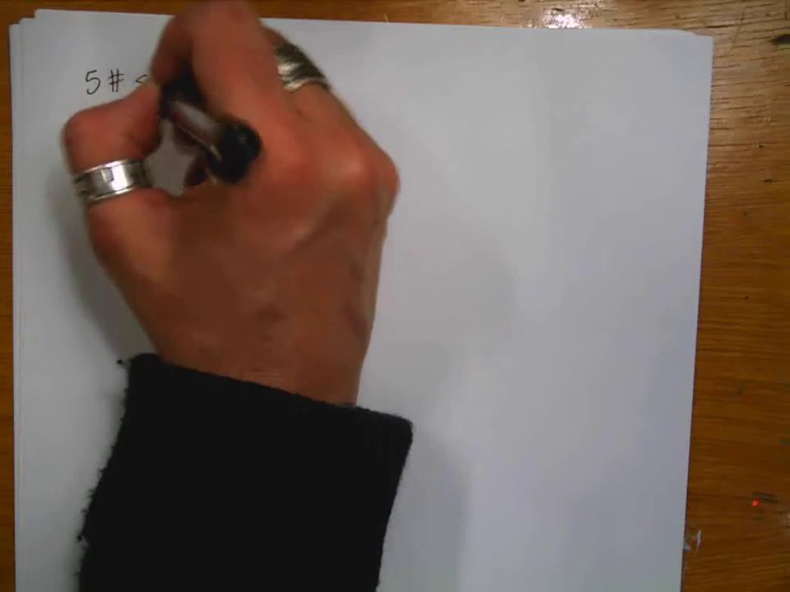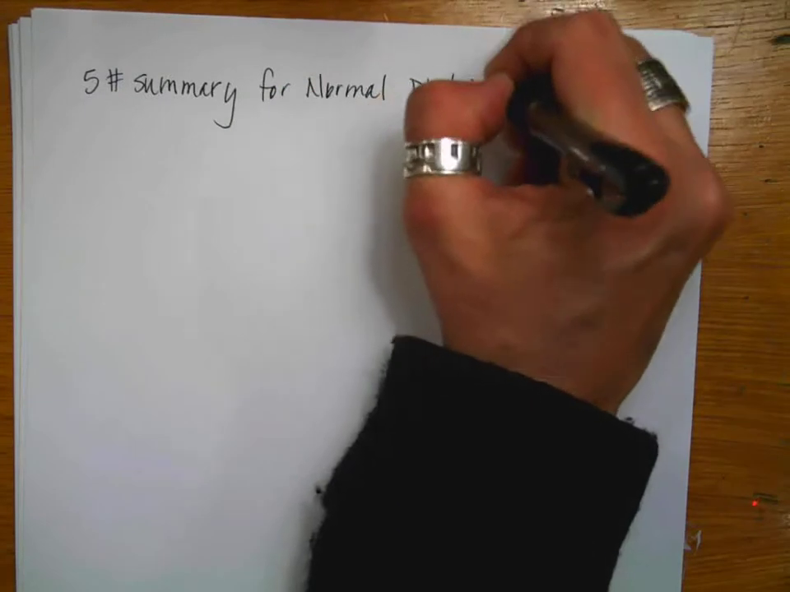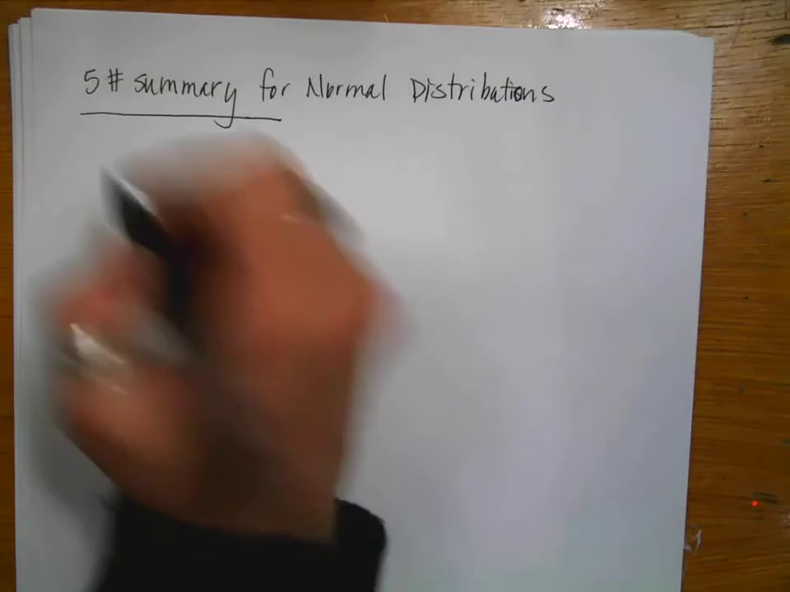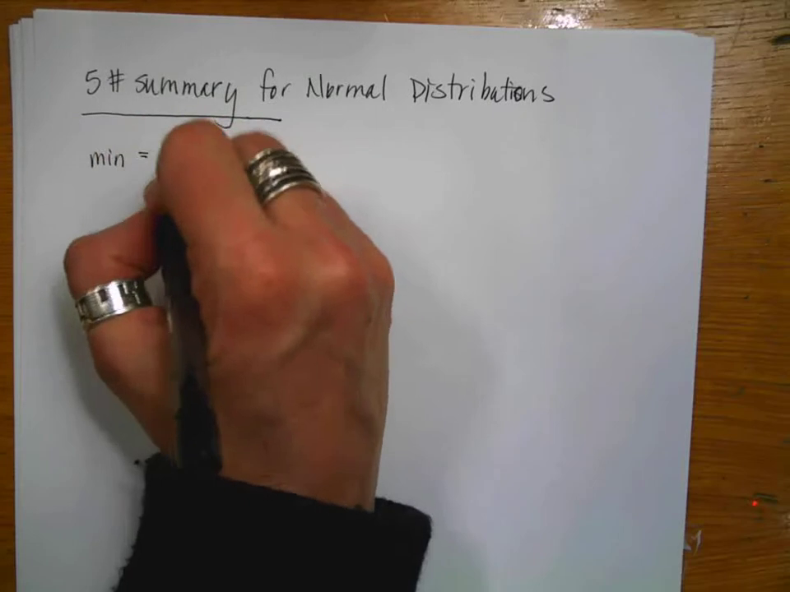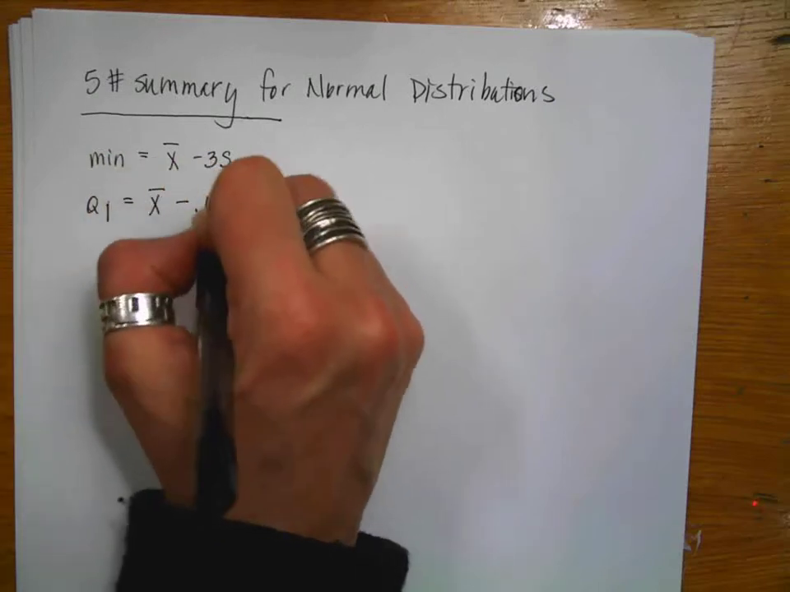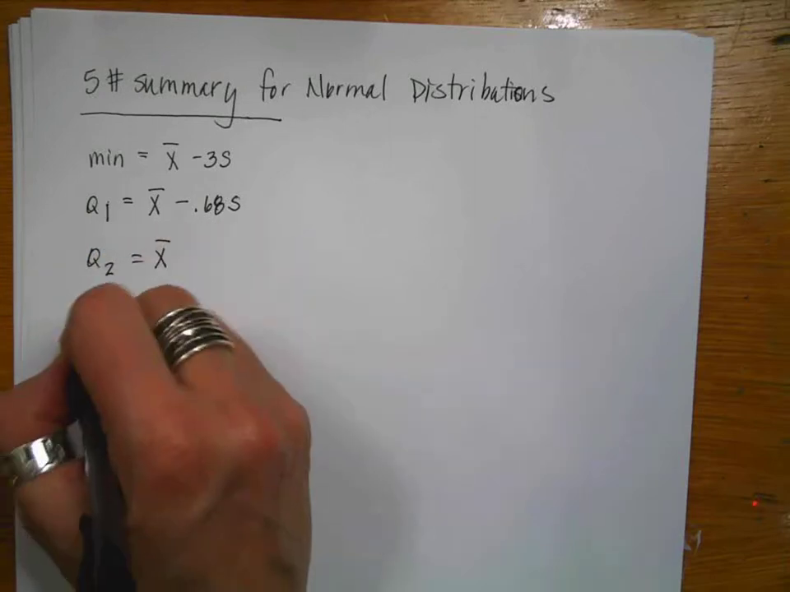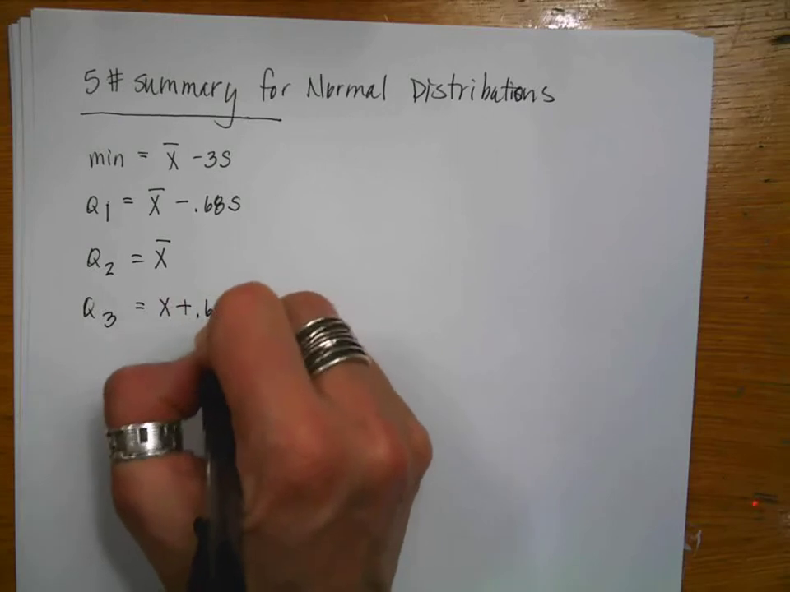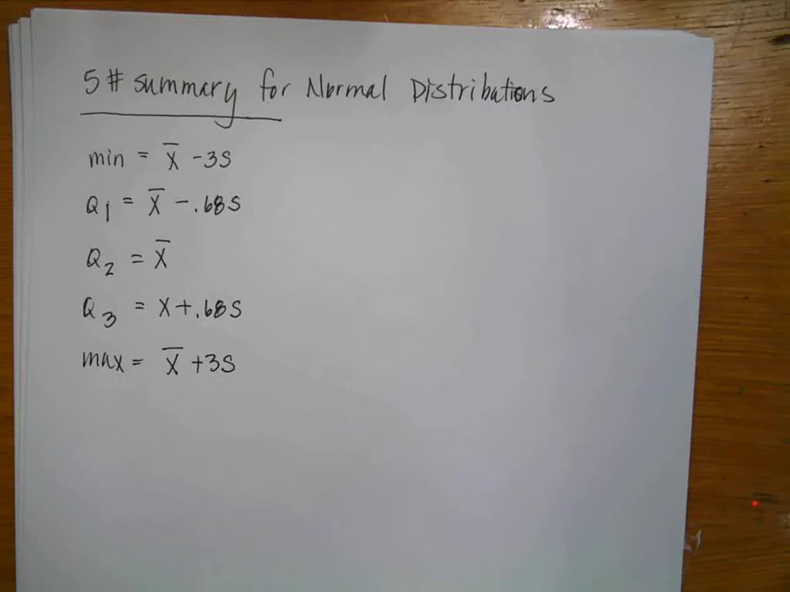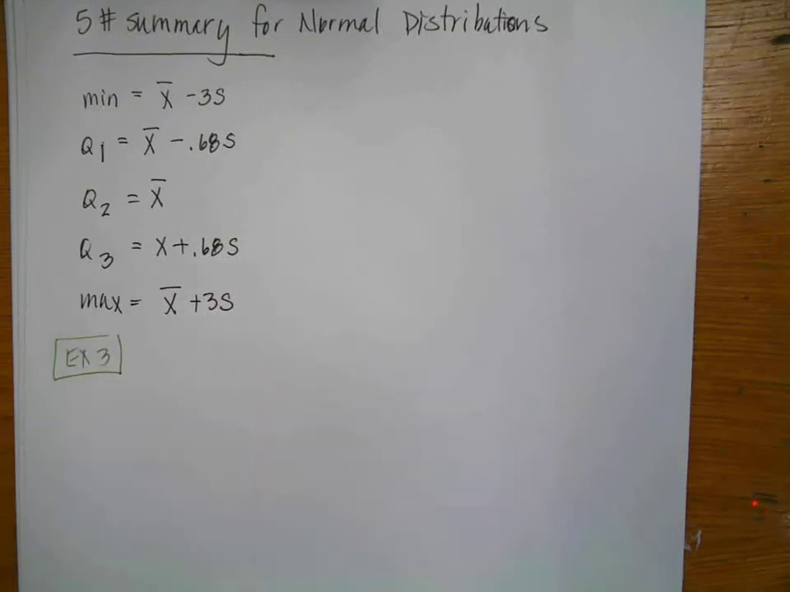Alrighty, I have one last thing for us to talk about, and that is the 5-number summary for normal distribution. So a little bit different than our other 5-number summary. Whew, writing is extra. All right, so for the 5-number summary for a normal distribution, we're going to know that the minimum is going to be equal to x bar minus 3 standard deviations. Q1 is going to equal x bar minus that 0.68 times the standard deviation. Q2 is going to equal x bar. Q3 is going to be x bar plus that 0.68 times the standard deviation. And then the maximum is going to be x bar plus 3 standard deviations.